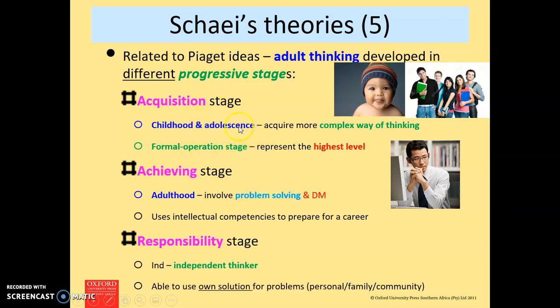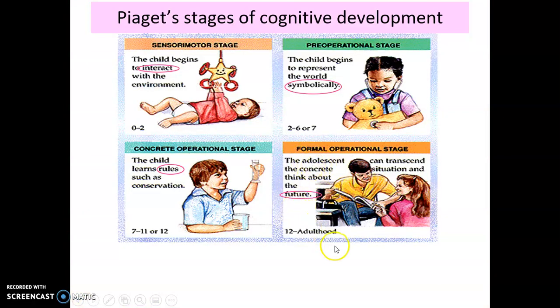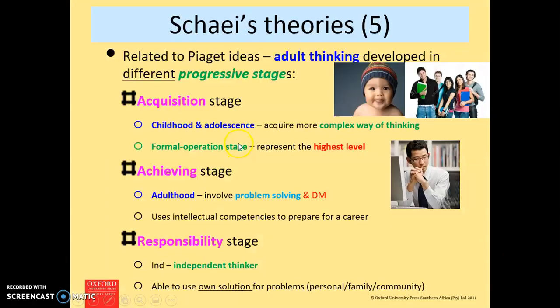At childhood and adolescence, this refers to the acquisition stage, where individuals start to acquire more complex ways of thinking. So at this stage they acquire, that's why it's called the acquisition stage, because they acquire more complex ways of thinking. And the formal operation stage represents the highest level if we're referring to Piaget, so it's the highest. And the achieving stage is our adulthood stage.